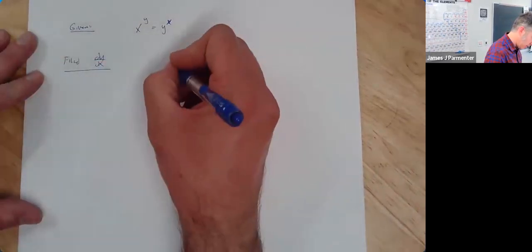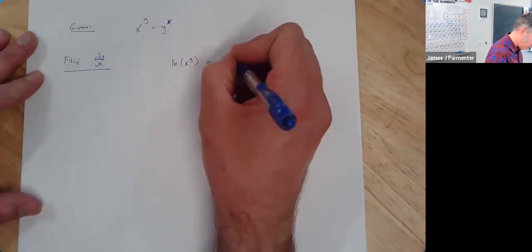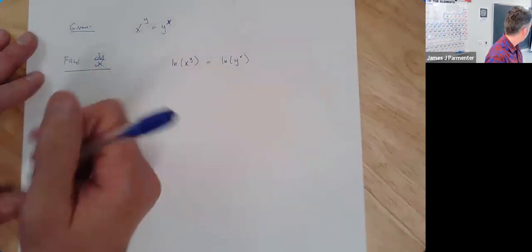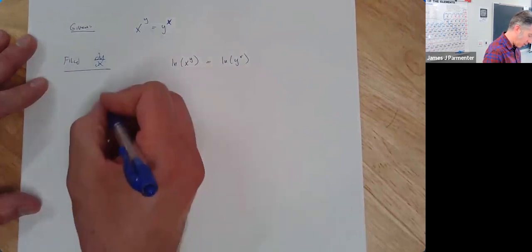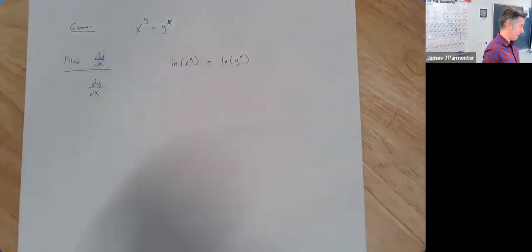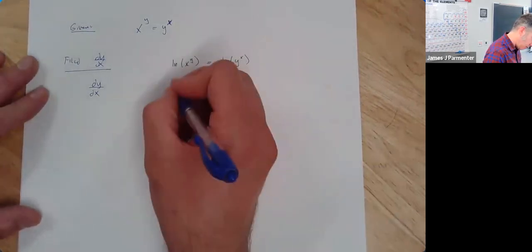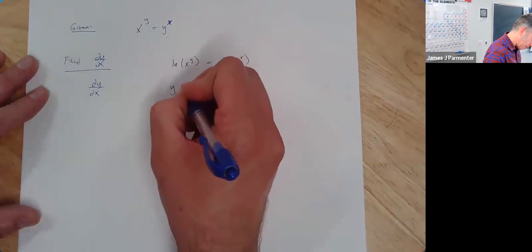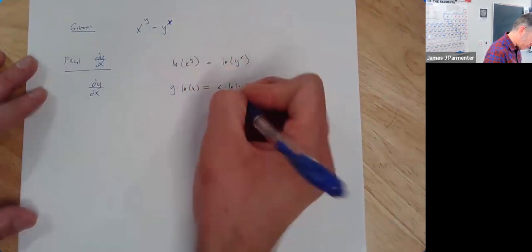So let's start by doing the natural log of x to the y equals the natural log of y to the x, and then bringing down the powers. It's dy over dx, which we pronounce usually as dy dx. We don't say the over part. Then we're going to bring down the powers: y times natural log of x equals x times natural log of y.